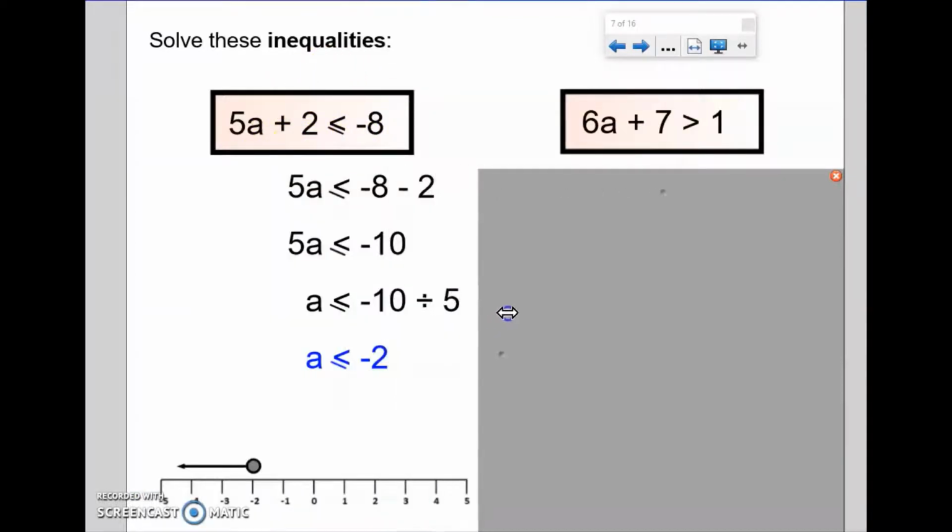So here is my solution. So I went ahead and solved the inequality. First thing I did was I subtracted 2 from both sides.